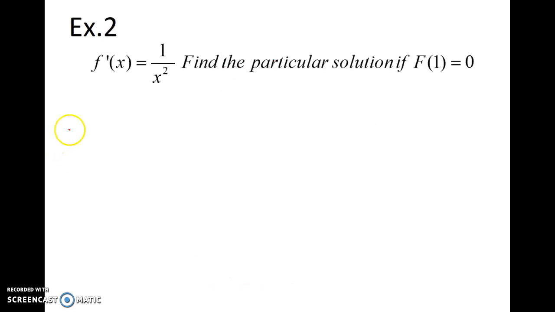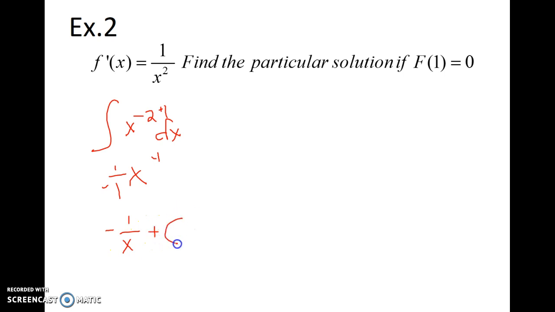Let's try another example. We want to find the particular solution. We're going to integrate the function. When I go to integrate, I'm going to write x in the numerator. So we're going to add 1 to the power, which will make it x to the -1, and then we're going to divide by that power. So we will have negative x to the -1. Then I'm going to write x in positive exponents, plus c. So this is what the function will equal.